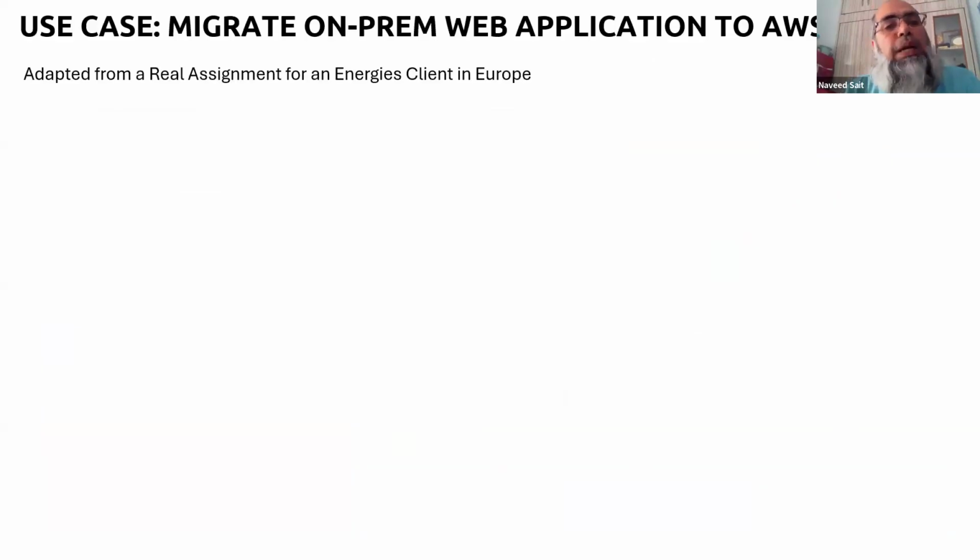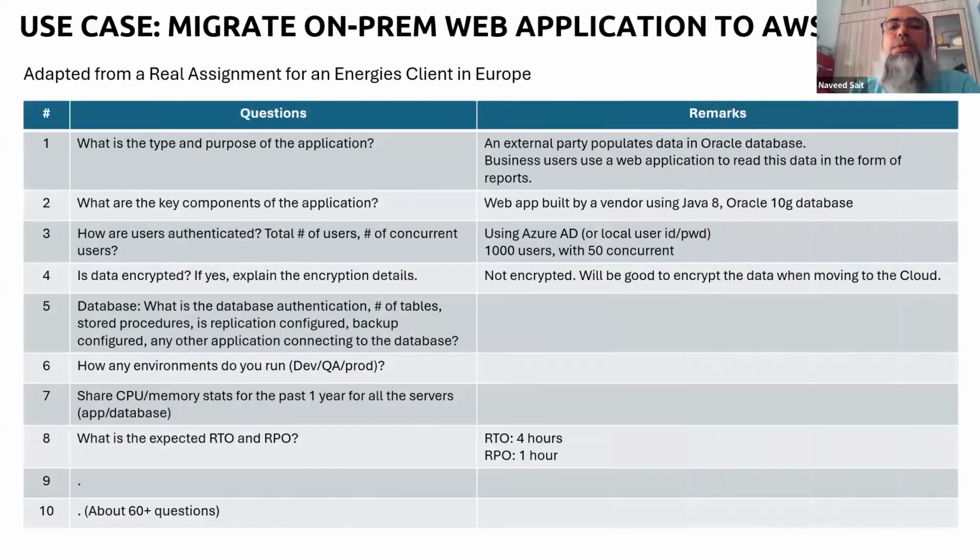So when you say migrate, let's say this is one example. This is a typical questionnaire that we use. What is the type of application? We try to gather that data. What are the key components? So the client keeps answering, okay, we keep taking this data. How many users are using the system? Is the data encrypted? Again, security.